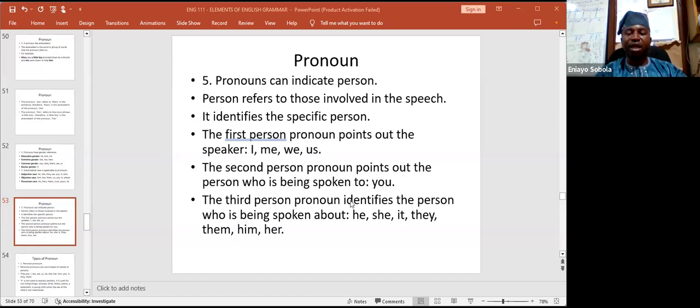While the third person pronoun identifies the person who is being spoken about. That is the person you are speaking about, represented by the third person pronoun. For example, we have he, she, it, they, them, him, her. So these are the 3 persons in pronouns. We have the first person, second person, and the third person. And each of them is represented by different kinds of pronouns.